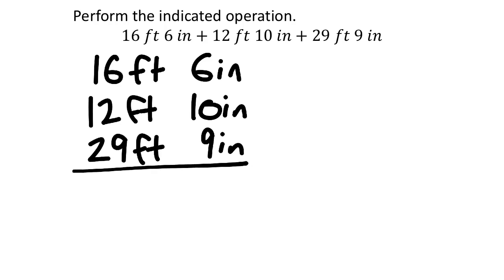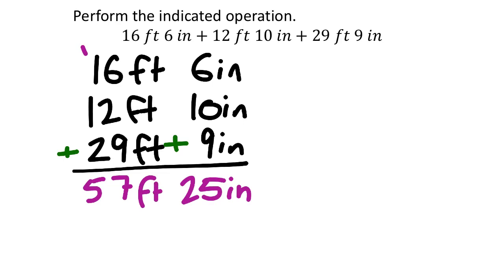Now, hopefully you guys are seeing that we're just lining up similar units with each other, just like you would with place values if you were to add or subtract them vertically like this. Now we can add all the units together, and it doesn't matter if one's more or less than the other. 6 plus 10 plus 9, I'm starting with inches, I get 25 inches. And with feet, 16 plus 12 plus 29, that's 8, 17, carry the 1, 57. So right now, I have 57 feet, 25 inches.